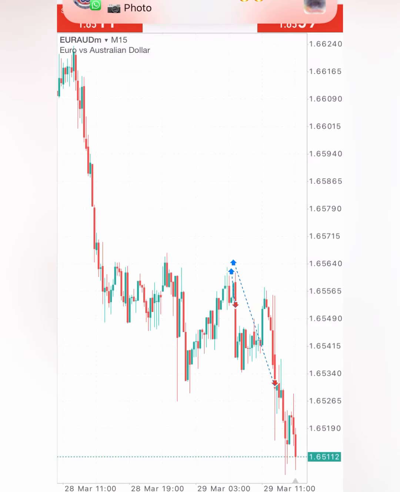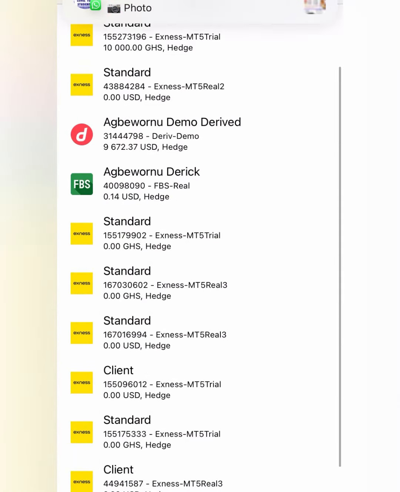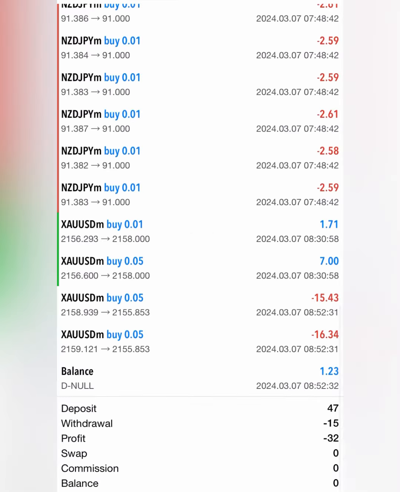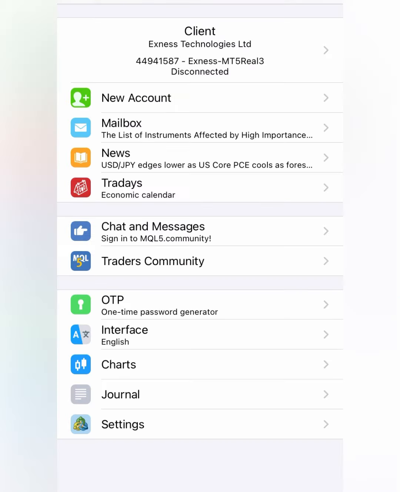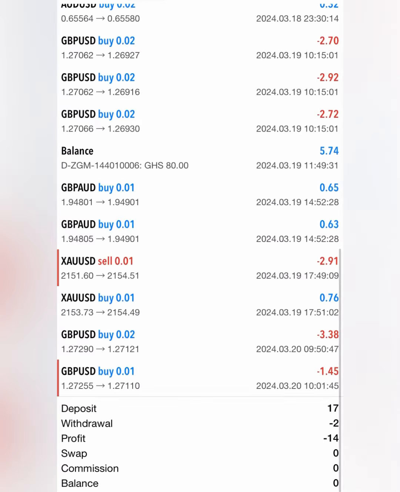For a couple of days now I've been trading with a lot of accounts, and I've even blown a lot of accounts. If I show this one real quick, you can see that I've blown this account. It's okay because I'm still learning, guys. Also, I've made a lot of money from this particular online space.